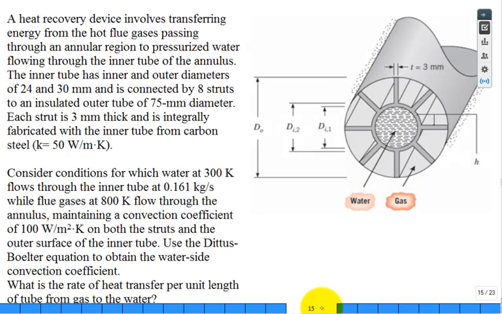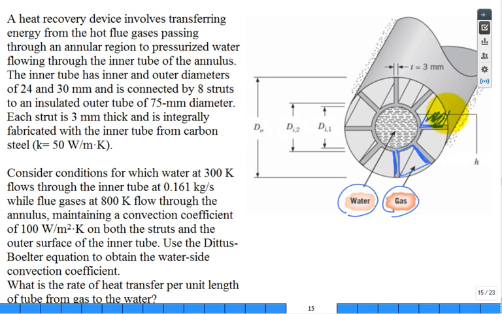I want to solve this problem. We have a heat recovery device that involves transferring energy from a hot flue gas passing through the annular region to pressurized water flowing through the inner tube of the annulus. So this is the direction of the water flow, and this is the gas passages. The gas passages are made up of the annulus, but then they have these ribs or struts that support the tubing. And those struts are all the way down. They're just solid. And there you go.